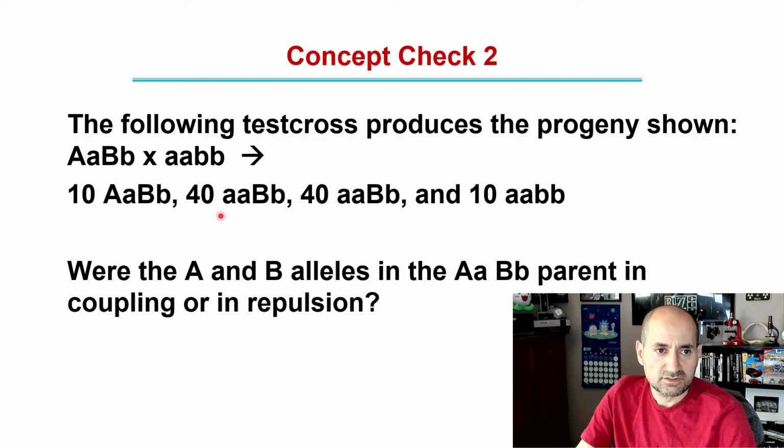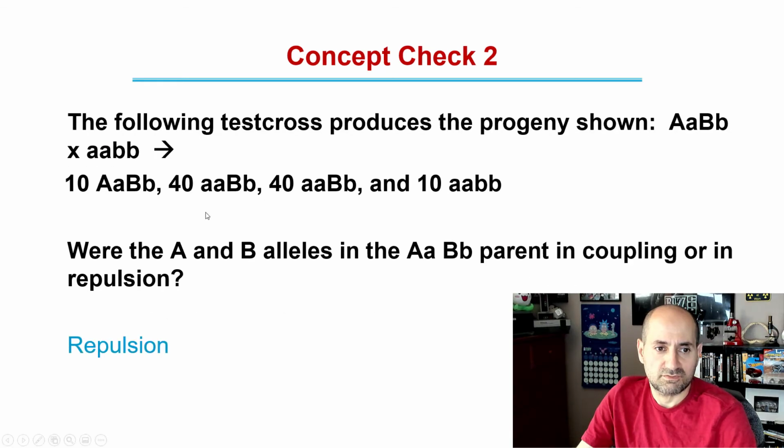Well, let's take a look at the most numerous progeny. Remember that this parent, the homozygous recessive parent, has to donate a little a, a little b. So it looks like from the other parent you got little a and big B, the most common. You see little a and big B. So what that should tell you is that this parent is in repulsion or trans configuration. And that is the answer, repulsion.